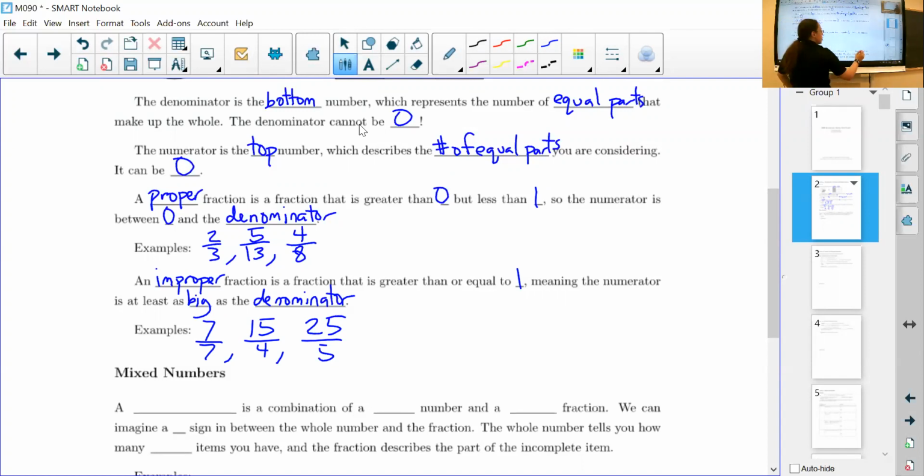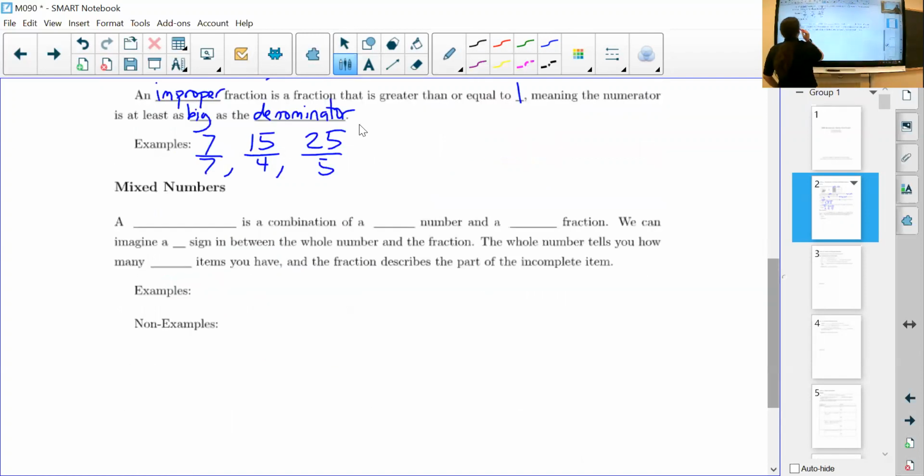We also have mixed numbers. So a mixed number is a combination of a whole number and a proper fraction. Not just any fraction, but a proper fraction. We can imagine a plus sign, an addition sign, in between the whole number and the fraction. It's basically saying 2 1/2, that's 2 plus 1/2.